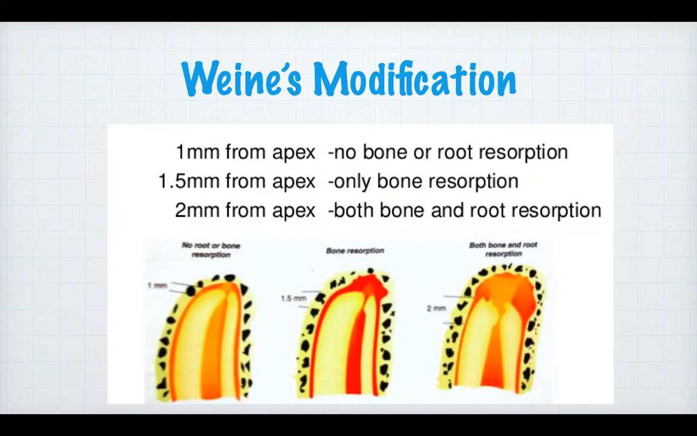So, Weine gave certain modifications or recommendations in which it says that if there is no bone or root resorption, it is a normal case, you can do the preparation 1 mm short of the apex. If only bone is resorbed, 1.5 mm from the apex, and when bone and root both are resorbed, 2 mm from the apex. So this can again come as an MCQ question in the exam.